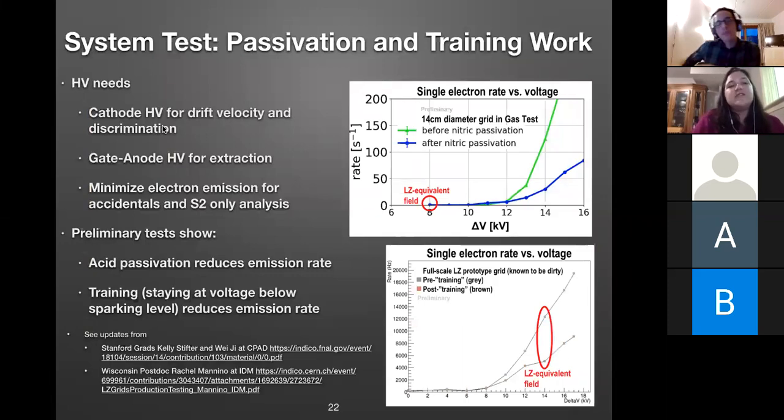So our high voltage needs for these detectors are that we have to be able to drift our electrons so that we can tell the difference between nuclear recoils and electronic recoils. We have to be able to pop those electrons into the gas, where we get our bigger signal from. And we don't want any extra signals happening. What we also found is that if we use acid passivation and something we're calling training, just staying at a voltage below where it sparks for as long as possible, over time, we stop emitting as many electrons. So that's what we're going to plan to do when we turn on our grids.